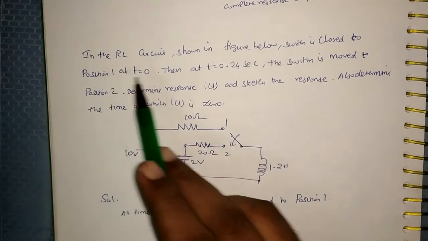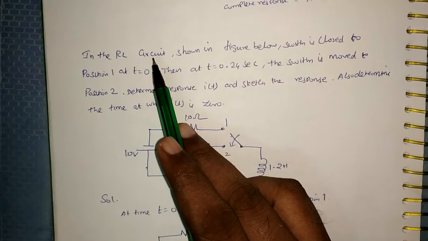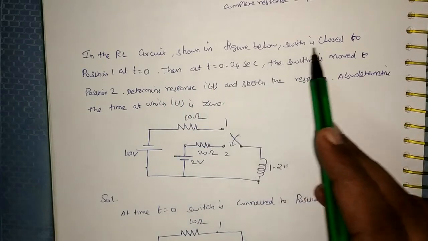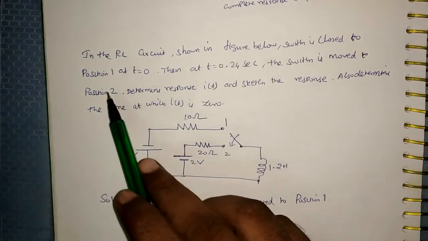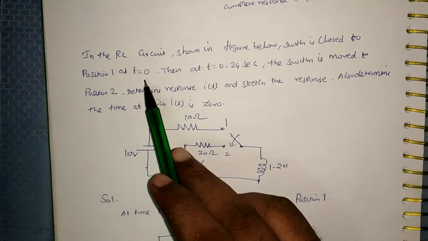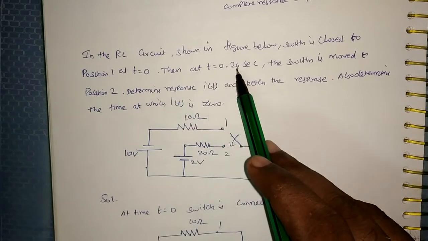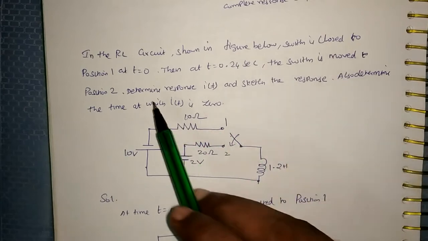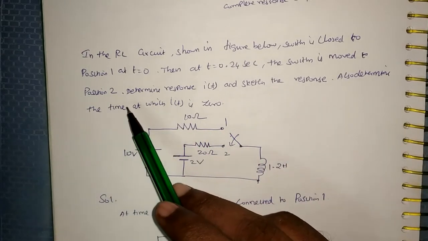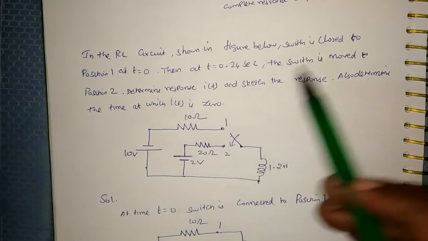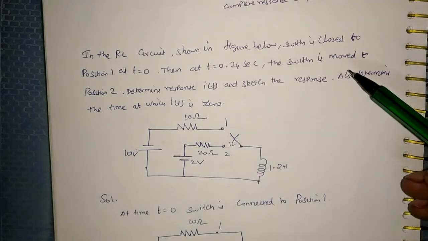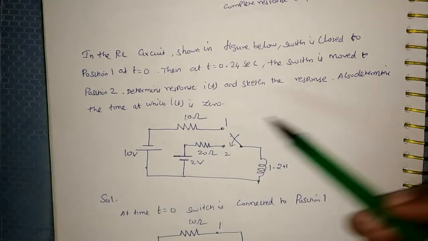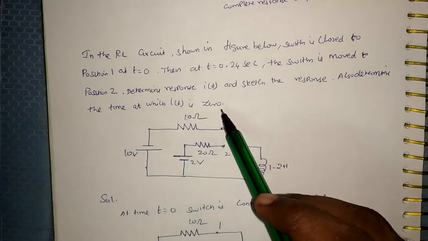Next problem is, in the RL circuit shown in the figure below, the switch is closed to position 1 at t equal to 0. Then at t equal to 0.24 second, the switch is moved to position 2. Determine the response I of t and sketch the response. Also determine the time at which I of t is 0.